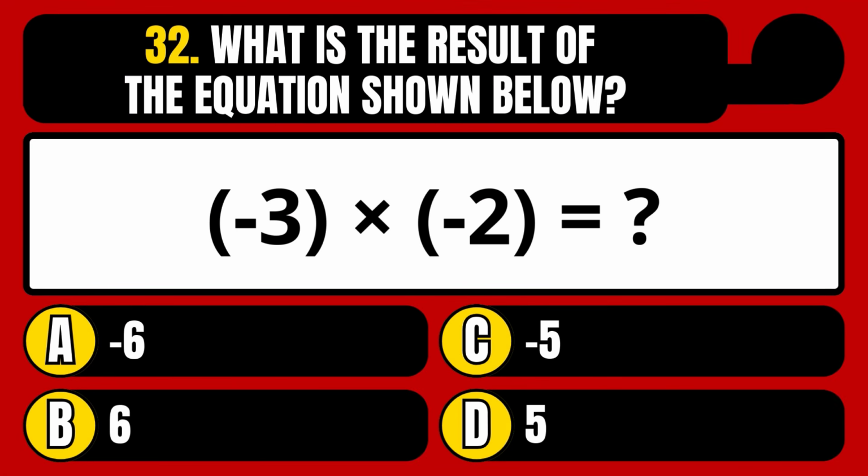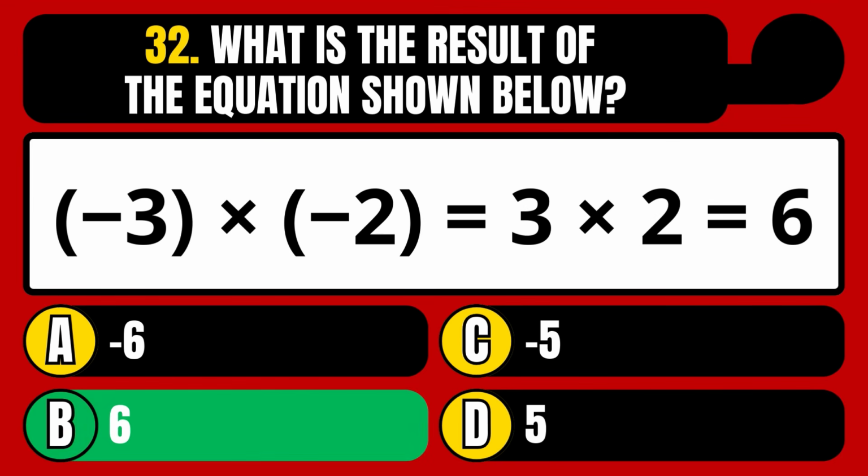What is the result of the equation shown below? -6, 6, -5, or 5? The correct answer is option B, 6.